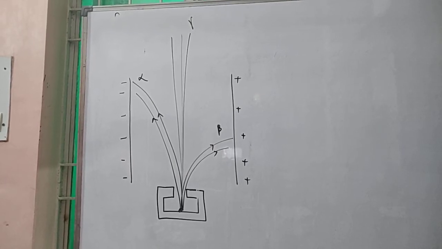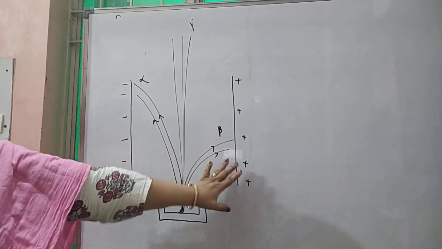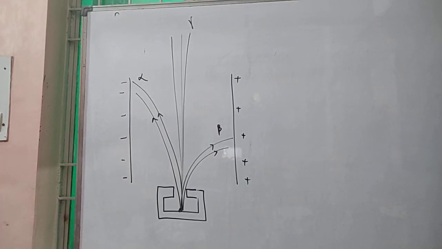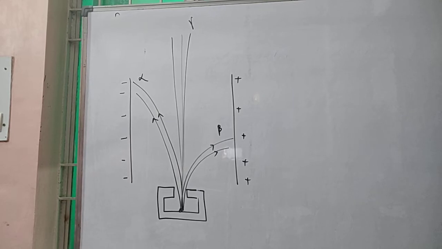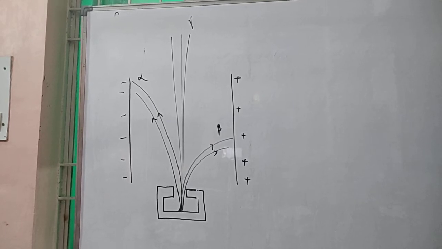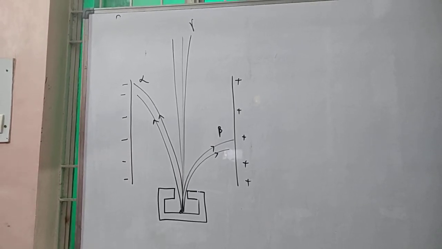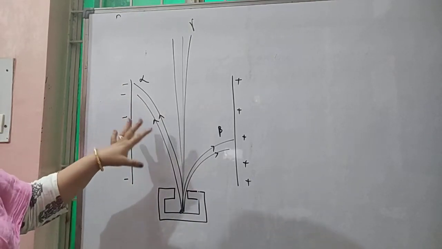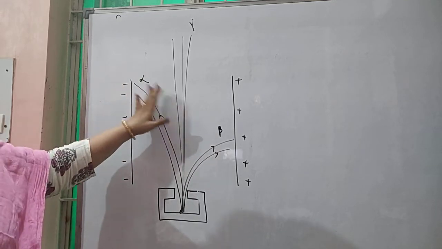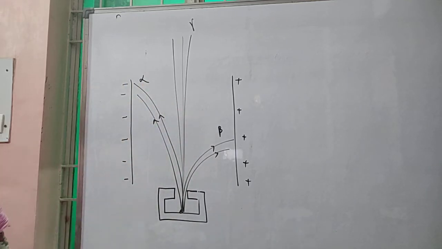hole is subjected to an electric field. Here there is an electric field. The radiation splits into three parts, as you can see in the diagram. One part bends towards the negative plate, right? This means that this part constitutes alpha particles, because alpha is positive, being attracted to the negative side of the plate.